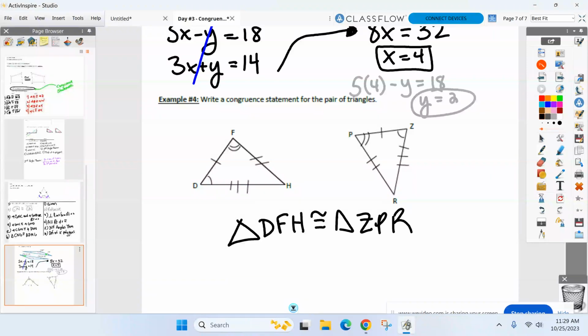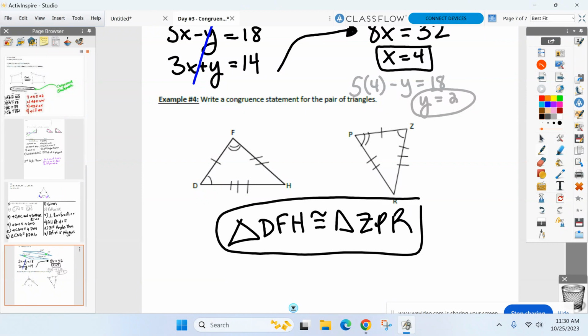Let's see. D and Z. Yep. F and P. Yep. H and R. Okay, now I check sides. DF and ZP. Yep. How about FH and PR? That's a good statement. And just so we're clear, is this the only statement I could have written that was correct? No. If I called on somebody else other than Haley, this might look a little different. So just realize this is not the only statement. It depends on how you start the first triangle. I know I'm really hitting you hard tonight with those 4 problems, so go ahead, let's get going.